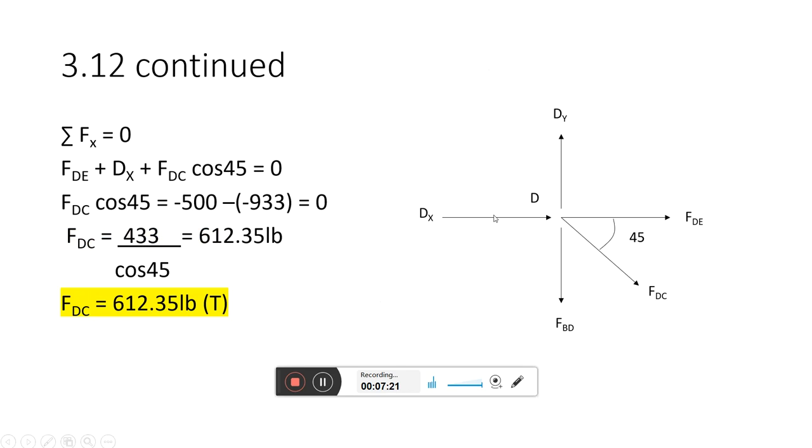So looking for DC, we have FDE plus Dx, which was that outside force acting on it, plus FDC cosine 45 equals 0.